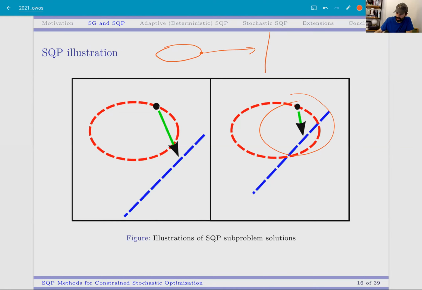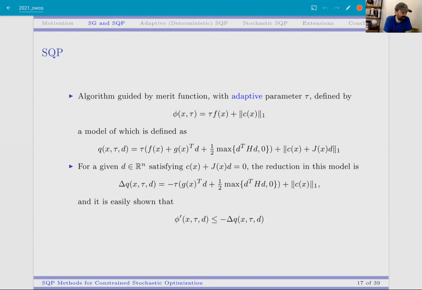So the way that an SQP method would typically work in some form is that you end up defining a merit function that you're going to use. So your merit function is some parameter that you introduce, tau, times your objective function plus a violation measure of your constraints. And this tau merit parameter has to be something that the algorithm is going to adjust.